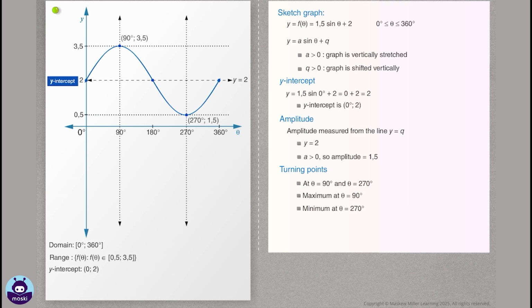The y-intercept is 0, 2. We also note that the function does not have any x-intercepts. The maximum turning point is 90 degrees, 3,5, and the minimum turning point is 270 degrees, 1,5. The period of the sine function is 360 degrees.